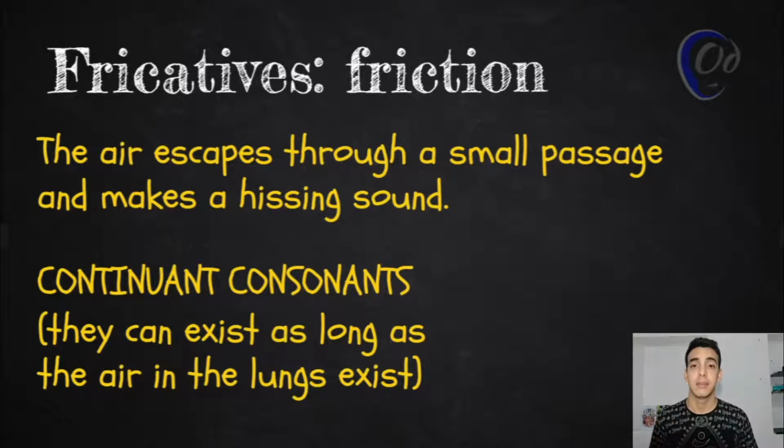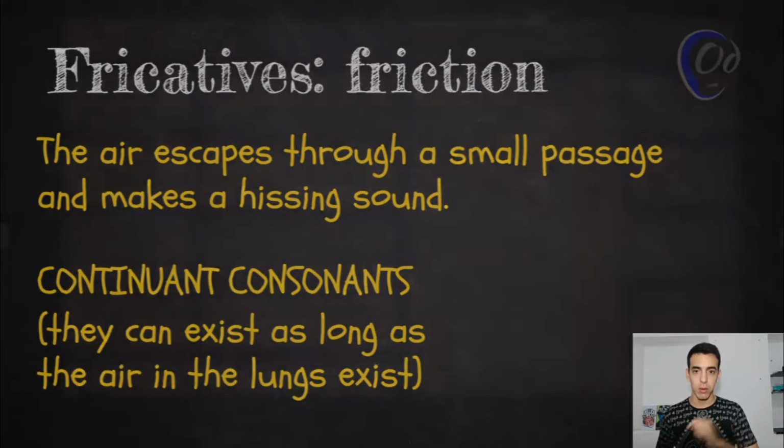For example, you can keep uttering the sound as long as you have air, but the plosive sound disappears as long as you open the closure. Yeah, so these are the differences between the two of them: stop consonants and continuant consonants. They are progressive. They can keep on being uttered as long as you have air. Okay, so let's go on.